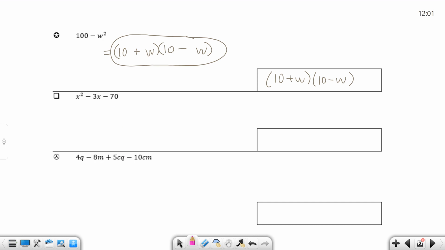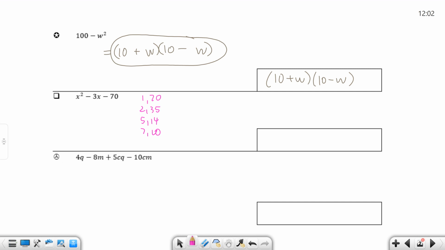That's good. So here, how many terms? 3 terms, right? x squared is 1 term, negative 3x, negative 70. 3 terms. Is there a GCF? Nope. And then there's a 1 in the front, which means this is not bottoms up. This is just the regular old factors of 70. 1 and 70, 2 and 35, 5 and 14, 7 and 10, and that's all of them.